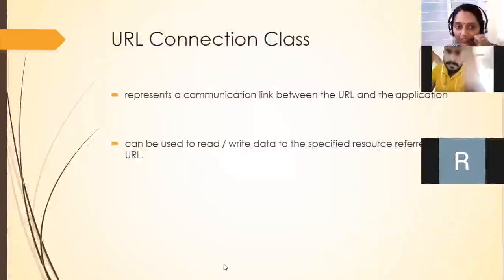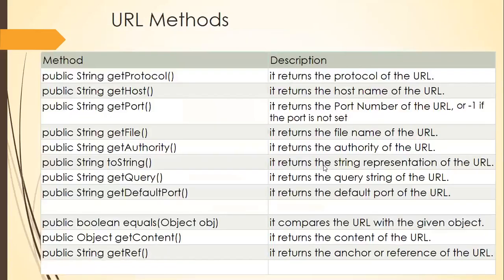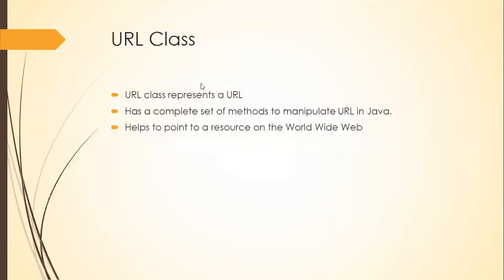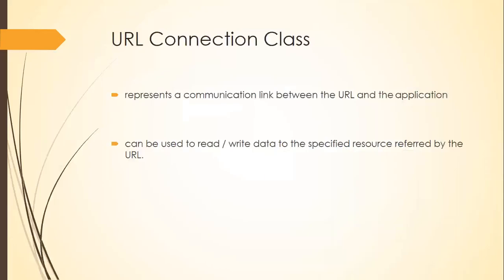So today we'll see about a new class called the URLConnection class. Last day we saw the URL class, where you get all the properties of your given URL. Now, we will see how to create a communication link to the URL.